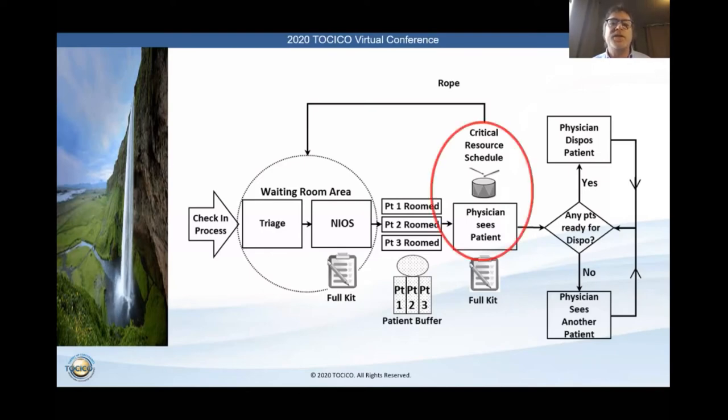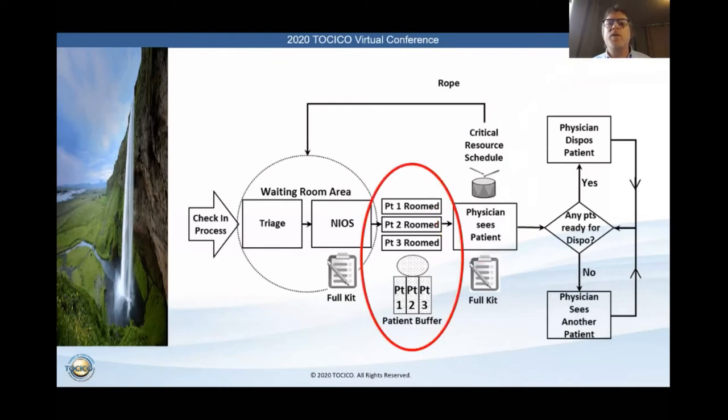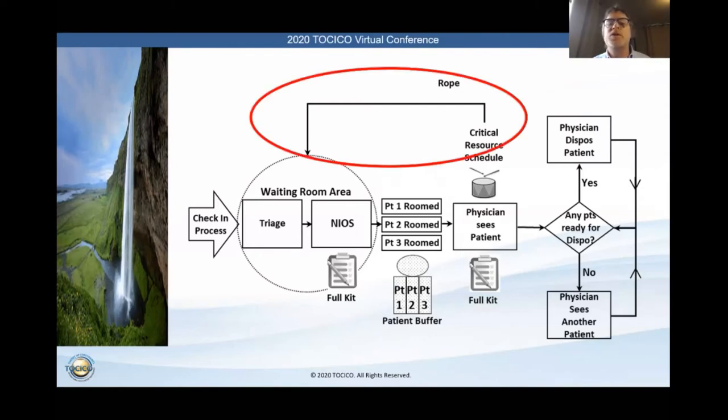That's the drum. There should always be enough reds on the board so I'll never run out of new patients to see. In other words, a patient buffer that protects my productivity from unforeseen delays upstream. But also, there are never so many new patients brought back that I'll get overwhelmed. The charge nurse or designated flow nurse, the rope, is responsible for seeing when I have consumed some of the patient buffer and replenishes it with a new patient from the waiting room. That's the drum buffer rope in the ED.